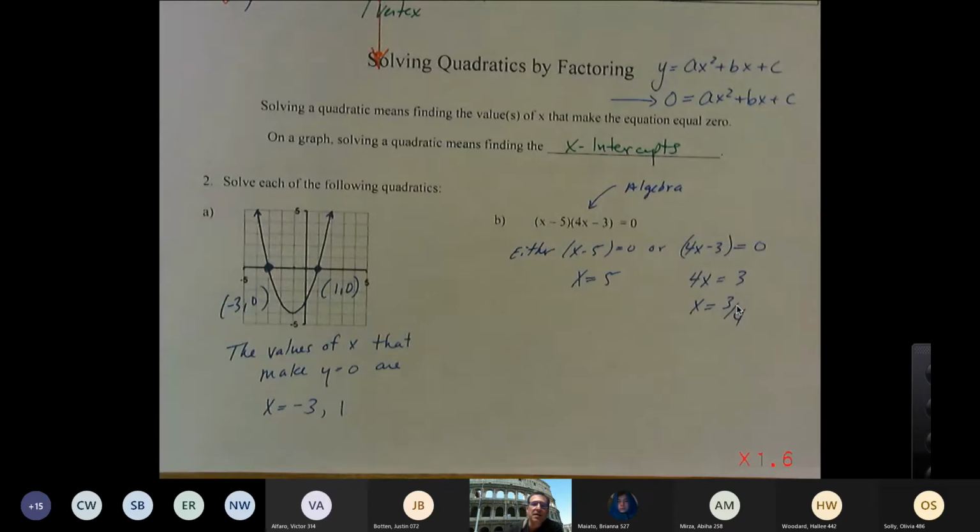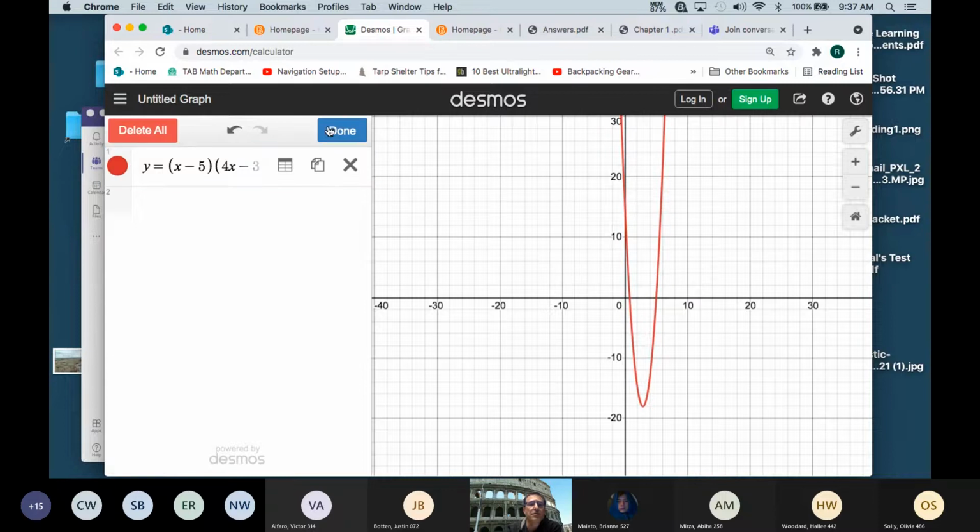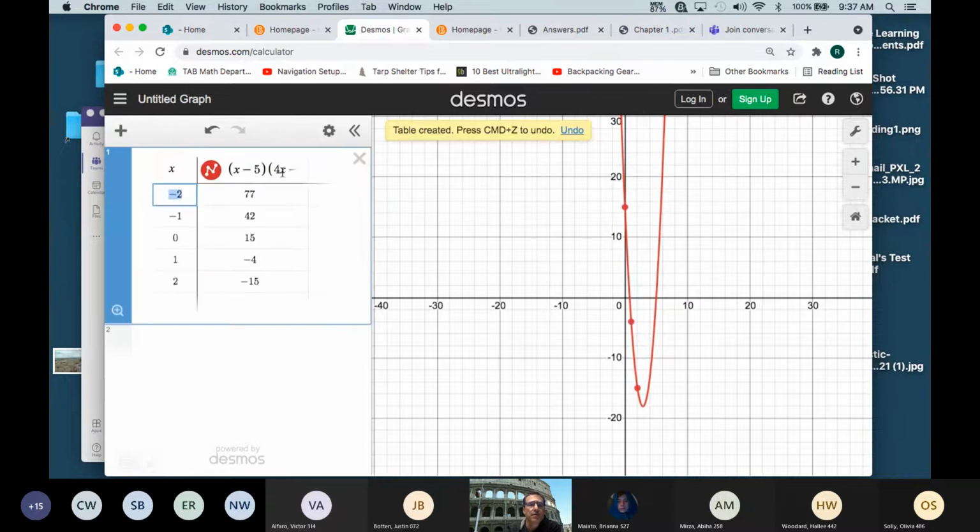So this is the algebra that makes this parabola. We could also take a look at a table of values for this. If I wanted to come up with the values here that gave me 0, I think I can just, no, I can't. I can only put in values of x. That's interesting. All right, I'd have to look on here. Those are my 2 zeros.